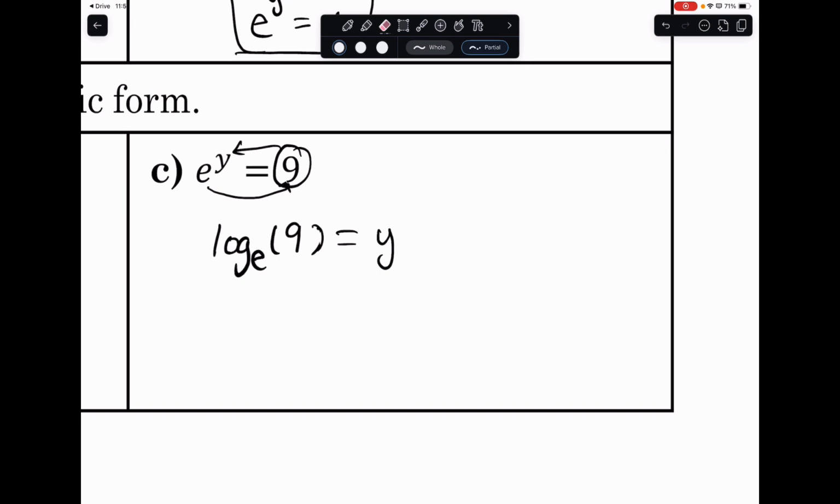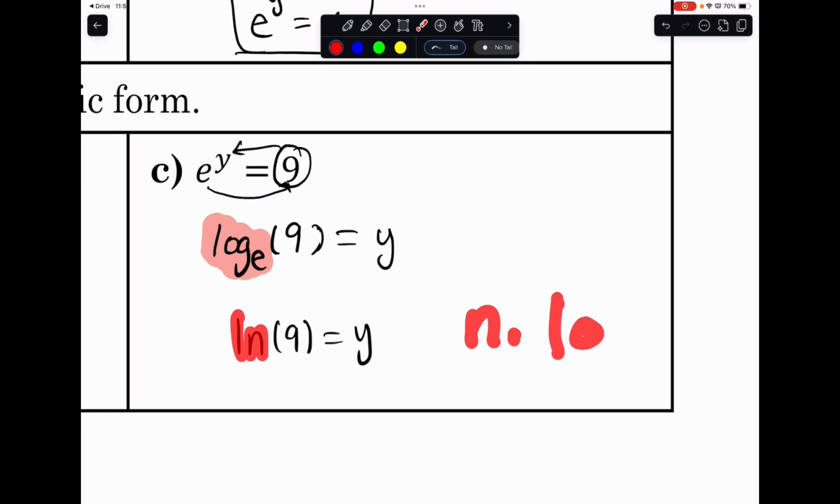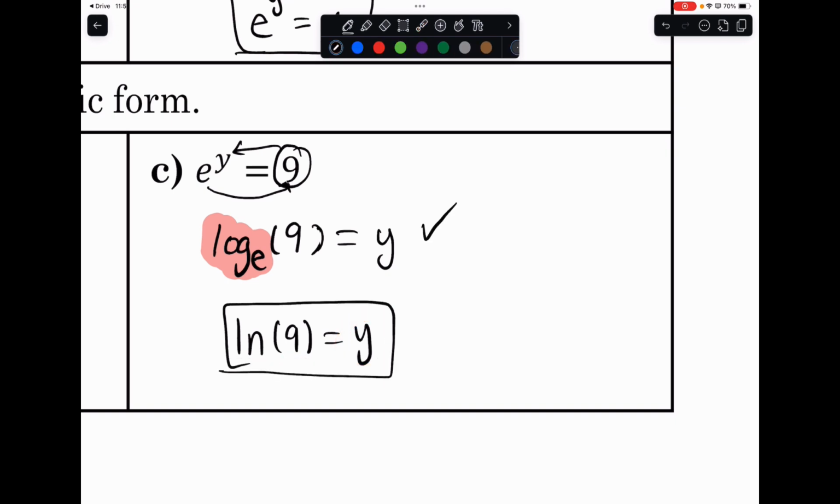Now, I can manipulate this. It's fine to write your answer like this. Again, the more common way of writing it, because we're taking the log of base e, is to use the natural log notation ln. So ln of 9 equals y. I'm saying ln again to emphasize that this is an L and not a letter I or the number 1. This is ln. N for natural, L for log. So we're taking the natural log of 9 equals y. This is the more commonly used notation. This one is still good, you'll get credit for it, but this is the more common way of writing it.